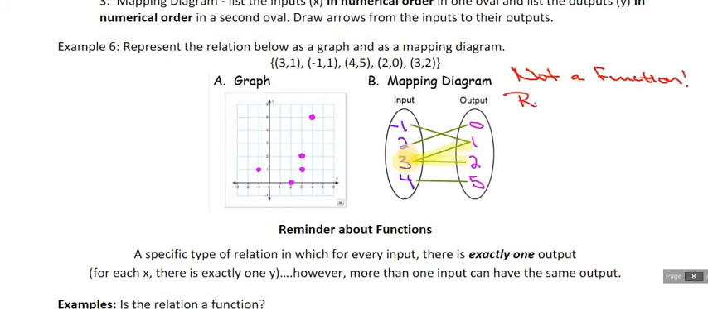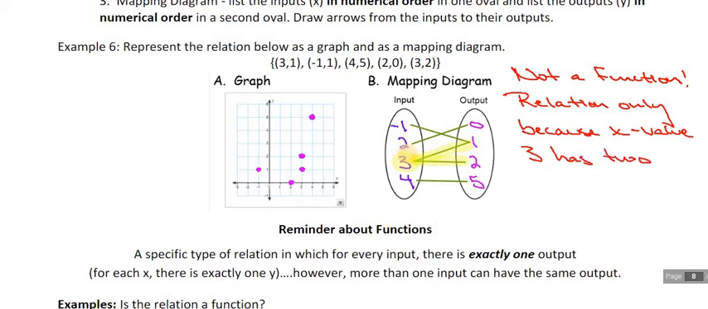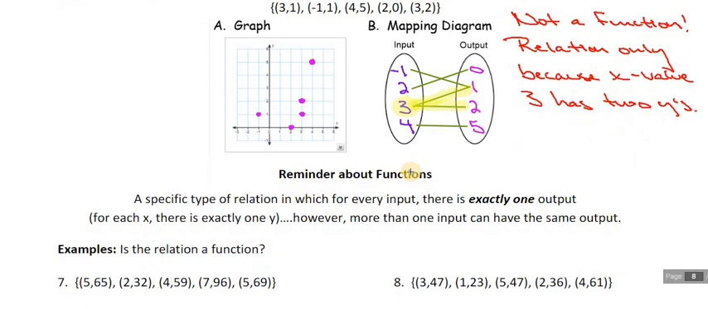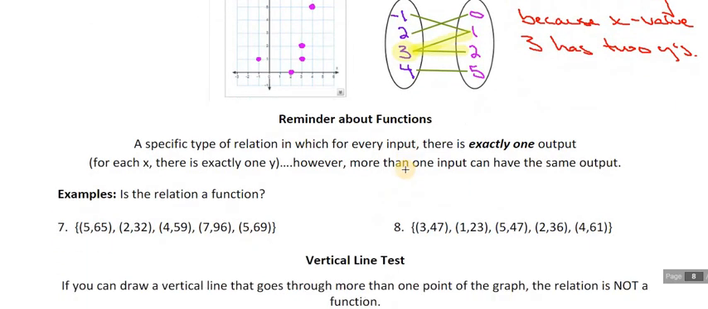This is a relation only, because the x value of 3 has 2 y's. And we don't care what the y's are doing, how many times they're there. We just care about the x values. Every x can only have one y. So we're looking for duplicate x's.